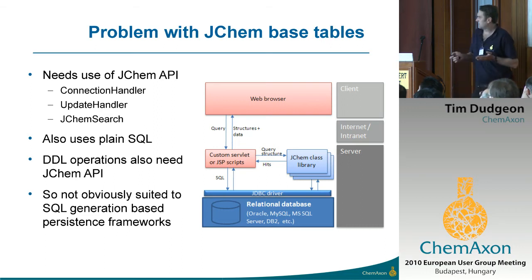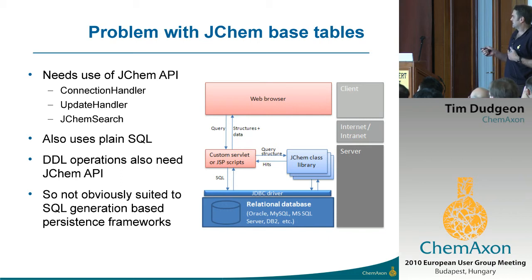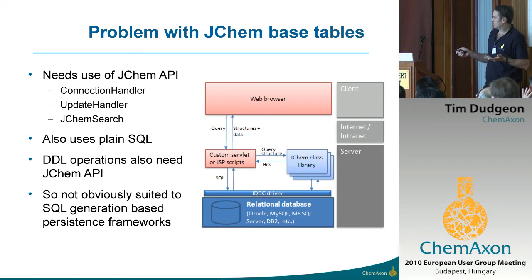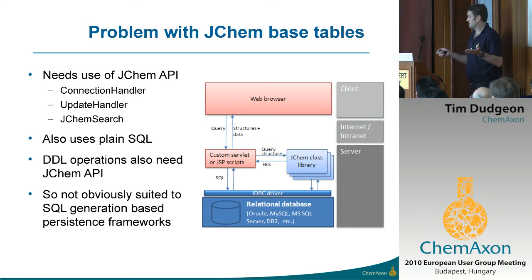But there's a problem here, obviously, with the JChem stuff, because this slide really explains it. This is an architecture slide stolen from the JChem website. And basically, what's happening here is when you do a query or want to insert a new structure or something, you're not talking directly with the database, you're talking through the JChem class library. And any ORM framework that is trying to automatically do the persistence is basically designed around generating SQL for you to do that persistence. But that won't work here because we've got to go through the JChem class library. So this approach, on the face of it, doesn't seem to work.